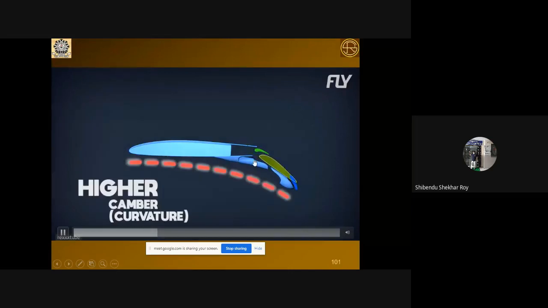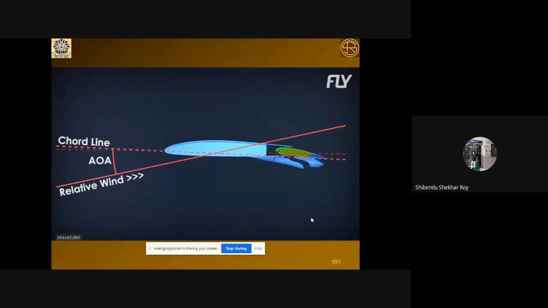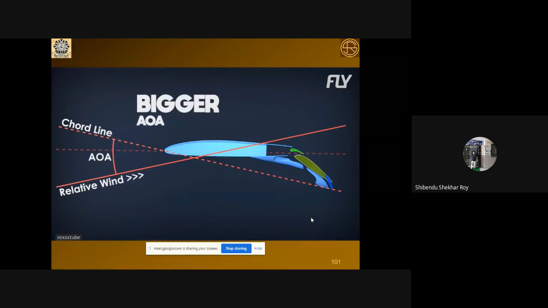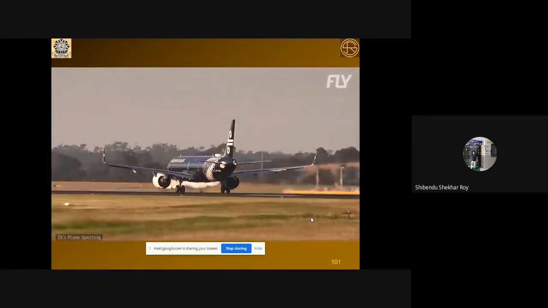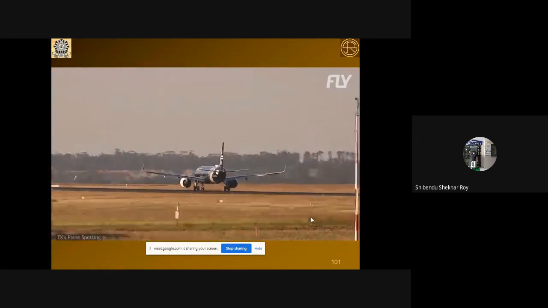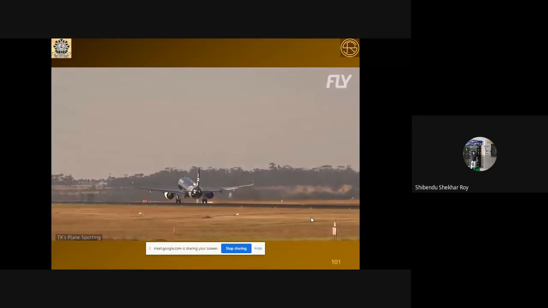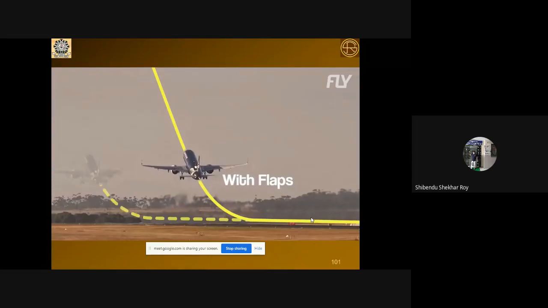See that, and here a lot of mechanism is used to increase the area when more lift force is required. That means during takeoff, a higher amount of lift force is required. Because during takeoff the speed is relatively less, that is why you have to increase the area and the angle of attack, both.